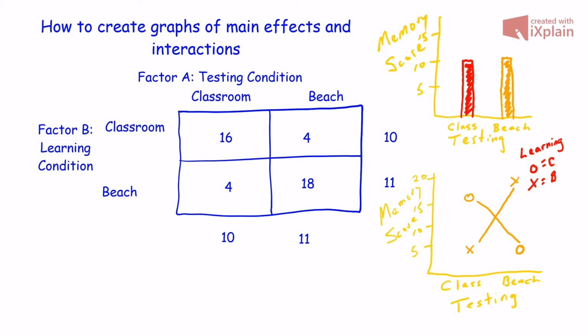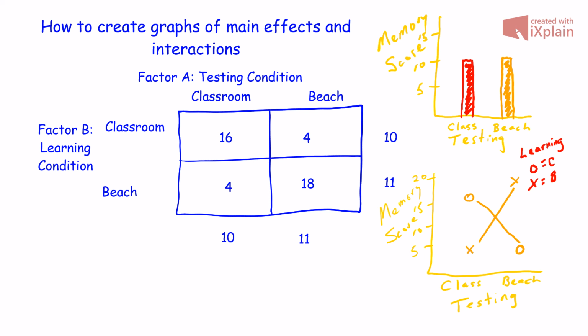Now, what you're looking for with an interaction is you're trying to see if the lines are not parallel. If the lines are not parallel, you might have an interaction. And the reason why you graph is it helps you sort of explain what the pattern of the data is.